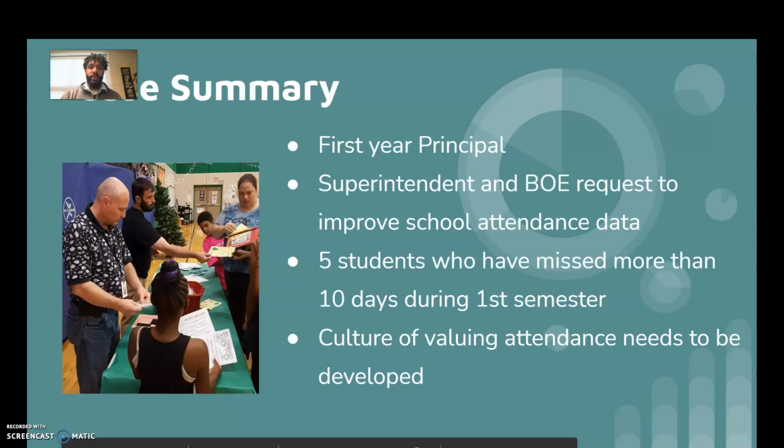A summary of this situation is that I'm a first-year principal who's been given a directive to improve the attendance data for the high school that I've taken over by the Board of Education and Superintendent. At semester, I'm reviewing the data and identify 5 students who have missed more than 10 days during the first semester for various reasons having to do either with athletics or family situations. And I have made a decision to improve the culture to value attendance as a means to drive student success.